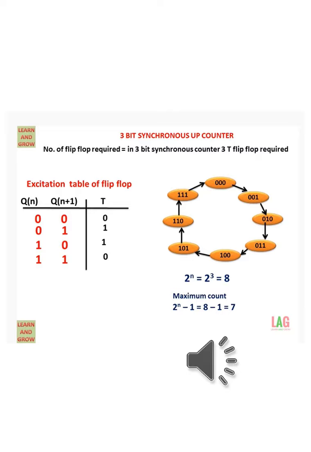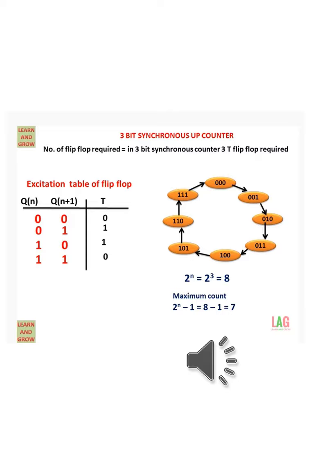Now the excitation table. The excitation table was explained in the flip-flop topic. This is for the T flip-flop. Qn means present state, Qn plus 1 means next state, and T is the value. For 0, 0 the value is 0; for 0, 1 it is 1; for 1, 0 it is 1; for 1, 1 it is 0. If you want to remember, it looks like an XOR table, so you can remember the excitation table of the flip-flop.